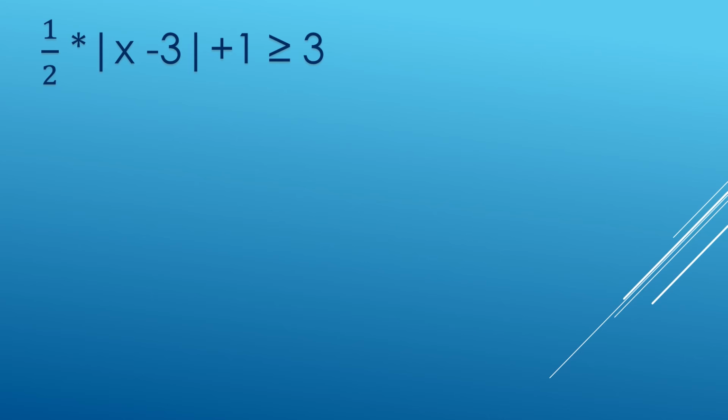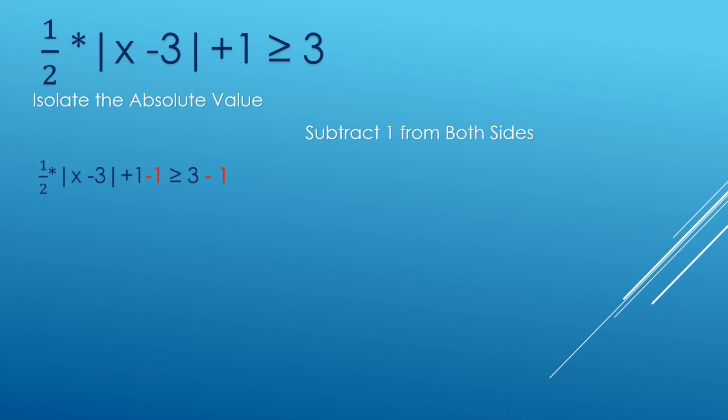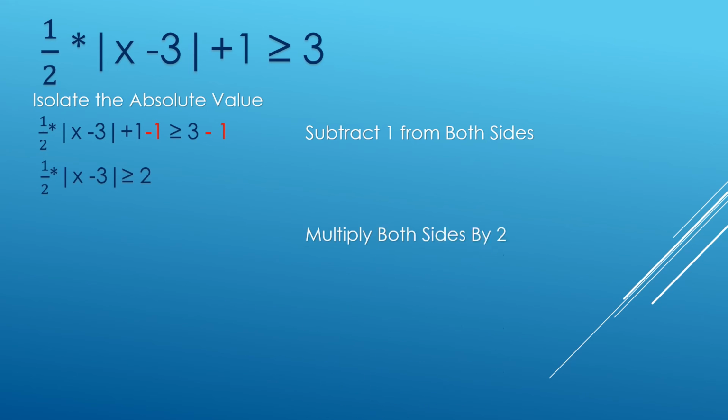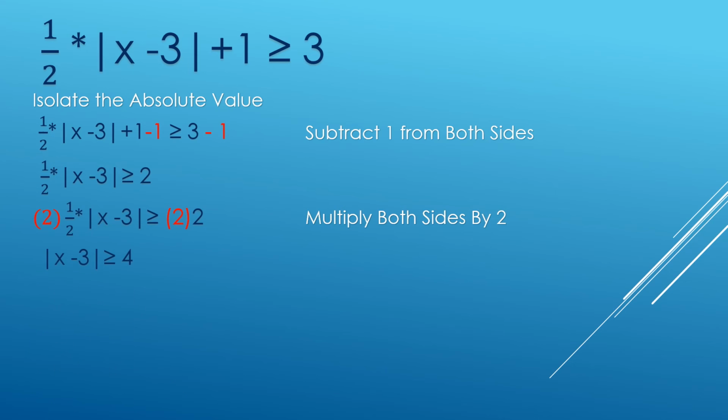Let's look at another example. 1/2 the absolute value of x minus 3 plus 1 is greater than or equal to 3. First thing we need to do is isolate the absolute value. To do this, we'll subtract 1 from both sides. Okay, that simplifies to 1/2 times the absolute value of x minus 3 is greater than or equal to 2. Next, we'll have to multiply both sides by 2. And that simplifies to the absolute value of x minus 3 is greater than or equal to 4.